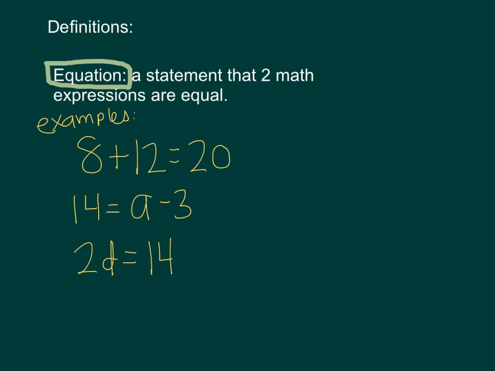An equation states that two math expressions are equal. In chapter 7, we talked a lot about math expressions. Equations are pretty much math expressions with an equal sign. So here's the example. We've got 8 plus 12 equals 20. That's an equation right here. 14 equals a minus 3. 2d equals 14. All of these are examples of equations. You'll notice it looks very similar to an expression from chapter 7, which would have just been something like 8 plus 12 or a minus 3. But we have these equal signs, which now make it an equation.